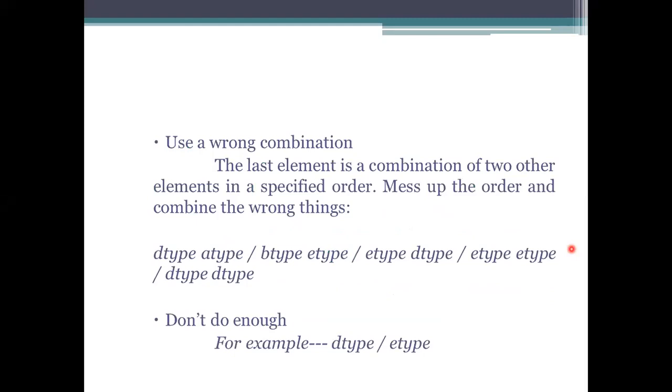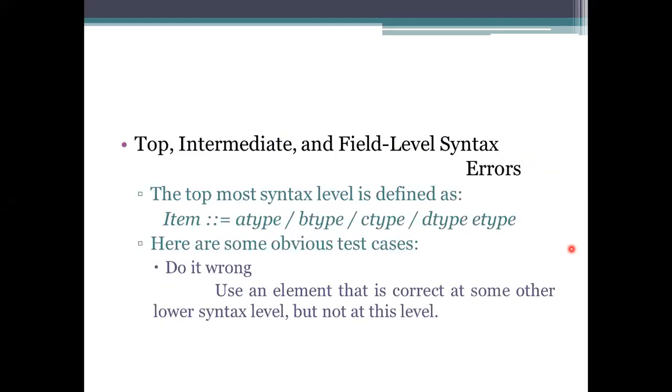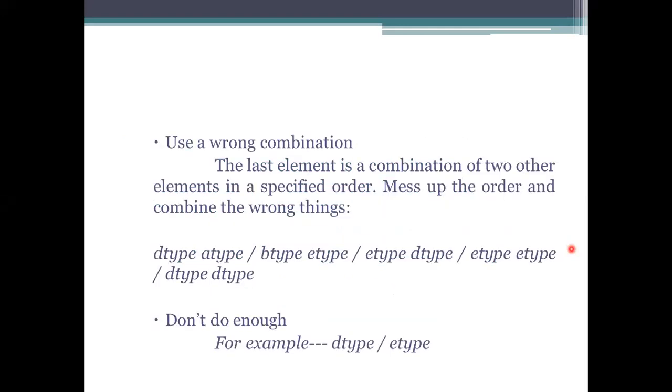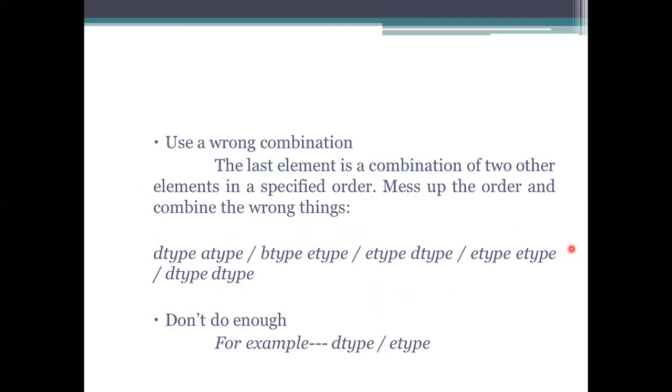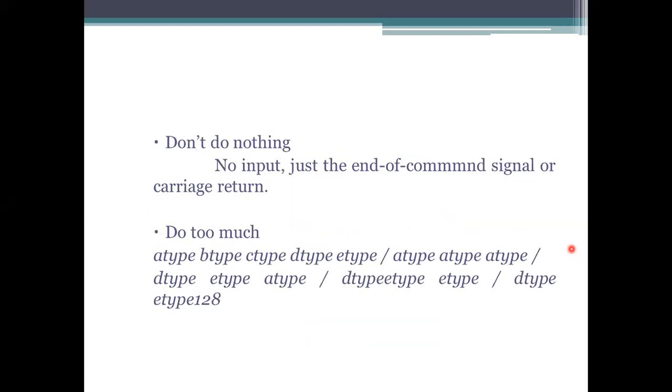Coming to the next one, wrong combination: in this last one we have the combination, and we provide a wrong combination for that processing. What we are doing is adding another grammar to that one. Since we have 4 different grammars, we add another grammar definition to that representation. And the fourth thing here is don't do anything.